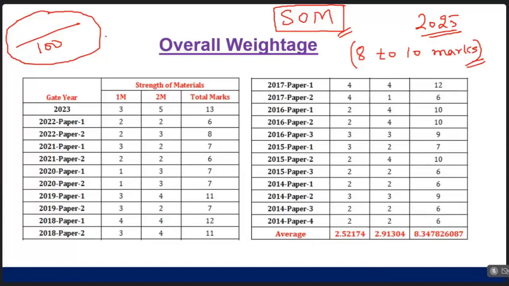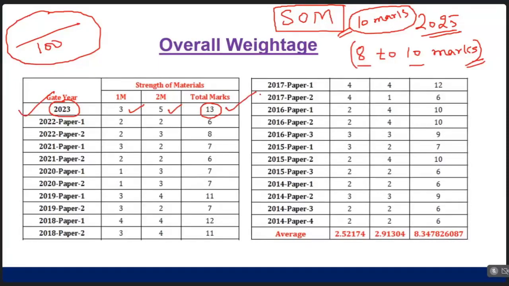We will start from the last data, year 2023. In 2023, we have 3 questions of 1 mark and 5 questions of 2 marks asked in the Gate examination, a total of 13 marks. I have told you on average 8 to 10 marks, but it can be more than 10 marks, or a little lower than 8 marks also. On average, you can say 10 marks. Just see here, in Gate 2023, we have 13 marks.